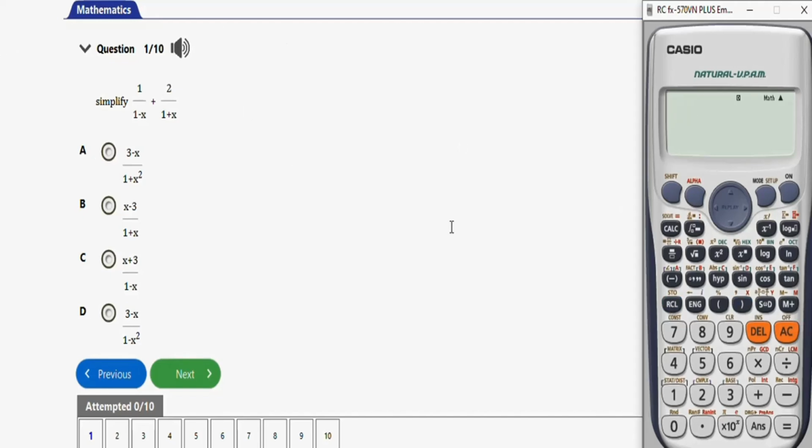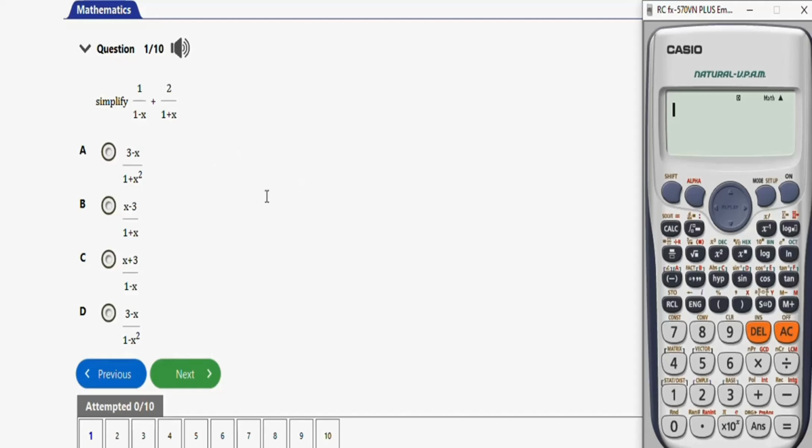Alright, so let's use it to simplify these fractions we have. We have 1 over 1 minus x, alpha and this button. Then we have plus a fraction 2 over 1 plus x. So that's it for this question. Let's press equal to see the output. Minus 1 over 3. So right now let's check the options. Any option that gives us minus 1 over 3 will be the answer to this question.